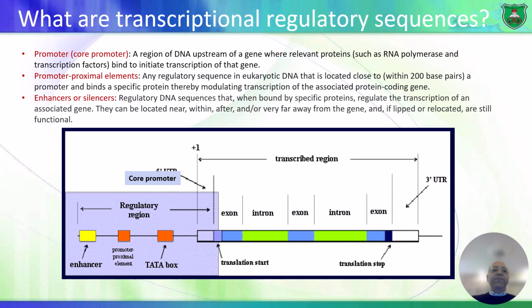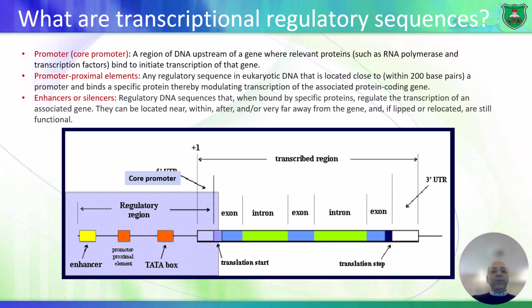So what are the different transcriptional regulatory sequences? Well, here we're talking about the promoter, the promoter proximal elements, enhancers and silencers. So we have a gene, we have the transcription starting point right here, right? And right before the transcription start site, we have the different regulatory sequences. You have the promoter, promoter proximal elements, enhancers, and so on. Now let's say we want to study this region right here. Now note that we can have silencers instead of enhancers, okay?